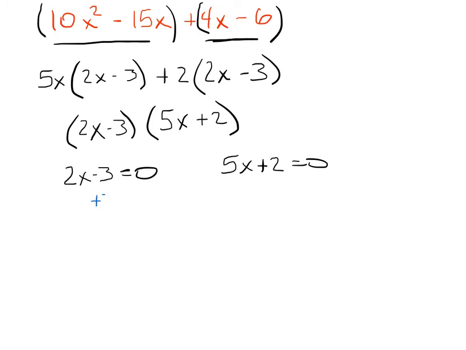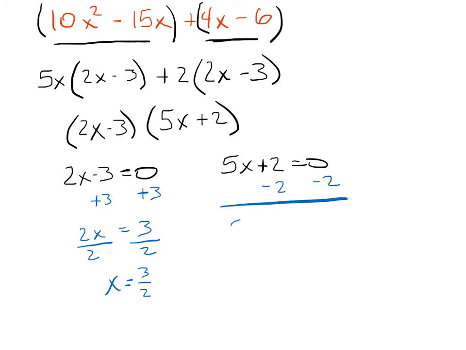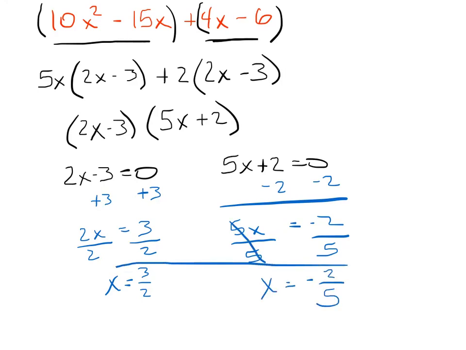With the one on the left, I could add 3 to both sides. So 2x is equal to 3, and then divide both sides by 2, so x equals 3 halves. With the one on the right, I could subtract 2 from both sides. That would give me 5x is equal to negative 2, and then divide by 5 on both sides. So these would cancel. x equals negative 2/5. And there you have your two answers. Again, we had a quadratic, which means we had two answers. We'll talk in class about something called the fundamental theorem of algebra that explains why we always get two answers. We'll have to wait for class for that.